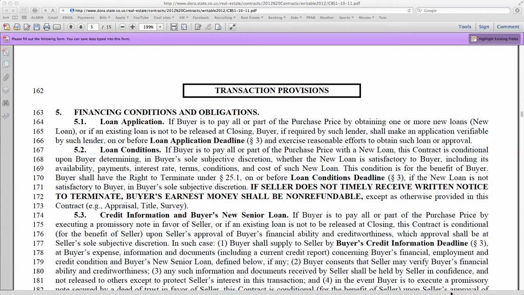5.1, loan application. The buyer is obligated to provide proof that they have applied for a loan by the loan application deadline, which was provided for them in Section 3.